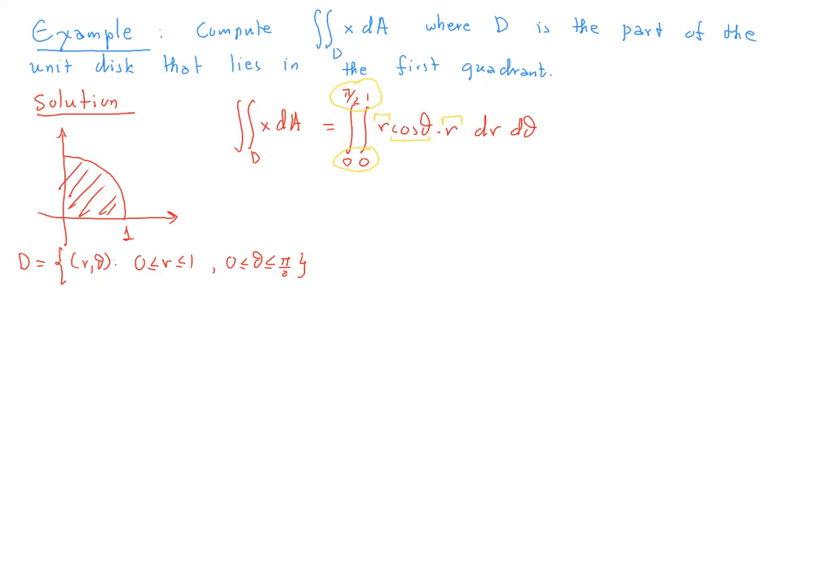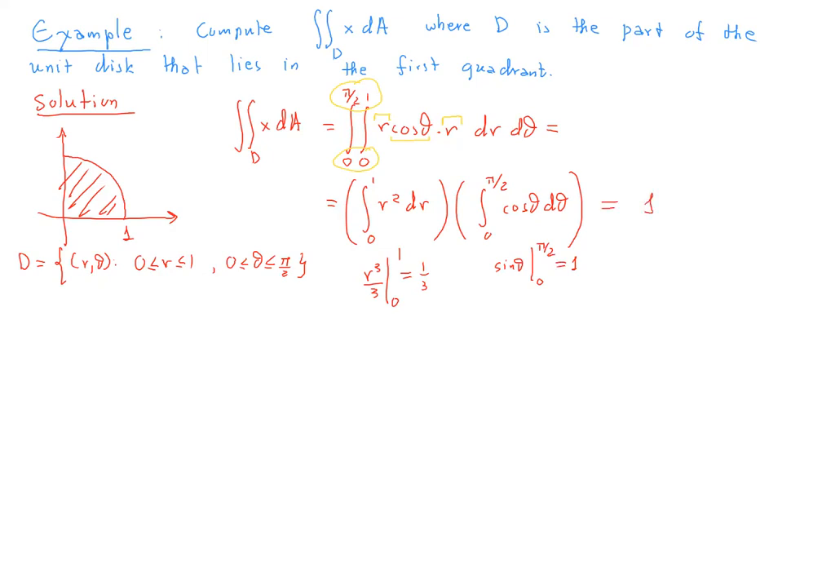So we can easily rewrite this integral as the product of the integral from 0 to 1 of r squared dr times the integral from 0 to pi over 2 of cosine theta d theta. And this integral here is going to be r cubed over 3 from 0 to 1, which is equal to 1/3. And this integral here will be sine theta from 0 to pi over 2, which is easily seen to be equal to 1. So the value of our integral is 1. And that completes our computation.